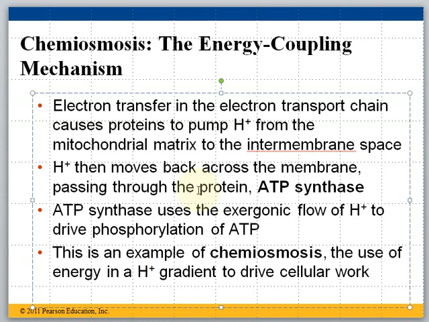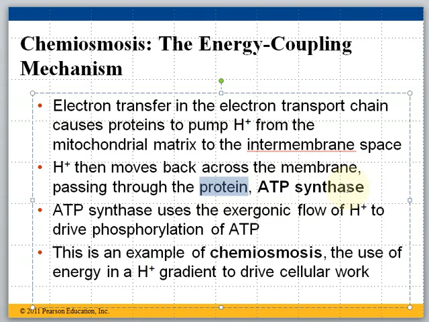Oh, I just noted a mistake. This said proton. It should say protein, so I fixed it to say protein. As those H plus ions try to get across that membrane to even out that whole electrochemical gradient, they're going to pass through a protein called ATP synthase.